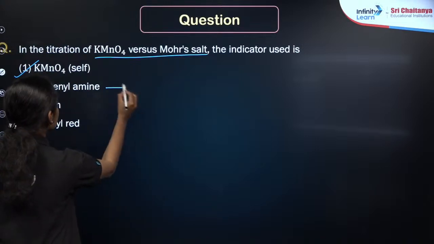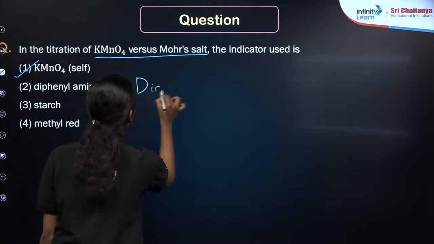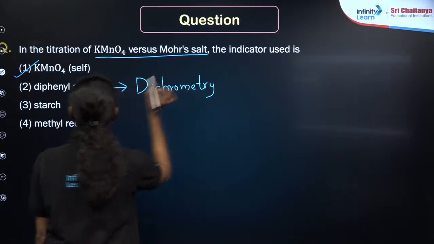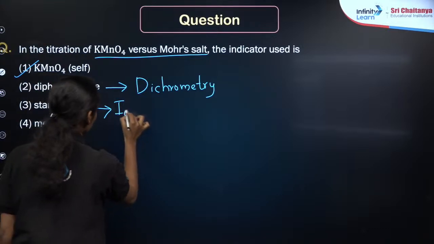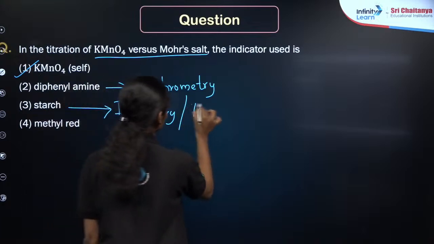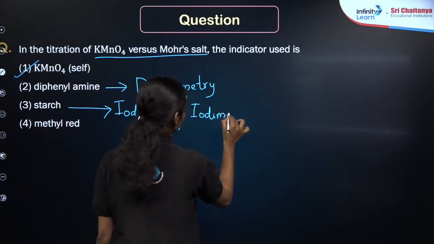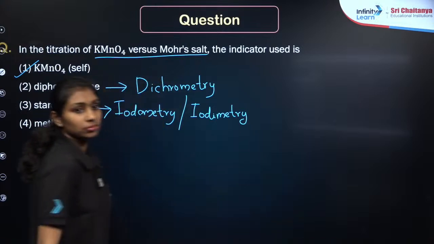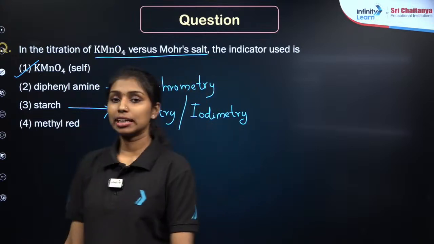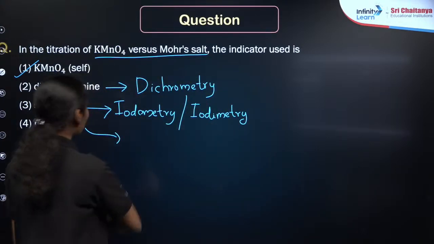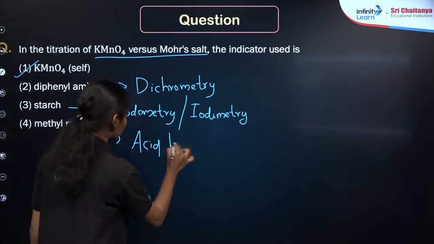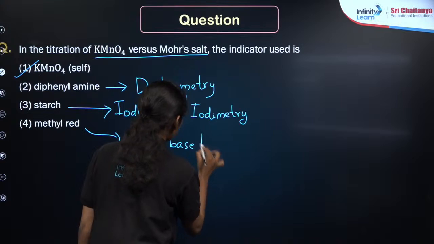Then what about diphenylamine? This is a common indicator which is used in dichrometry, right? Then starch is used in either iodometry or iodimetry. Then what about methyl red? Methyl red is one of the common indicators used in acid-base titrations. Along with methyl orange or phenolphthalein, it is also used as an indicator in acid-base titrations.